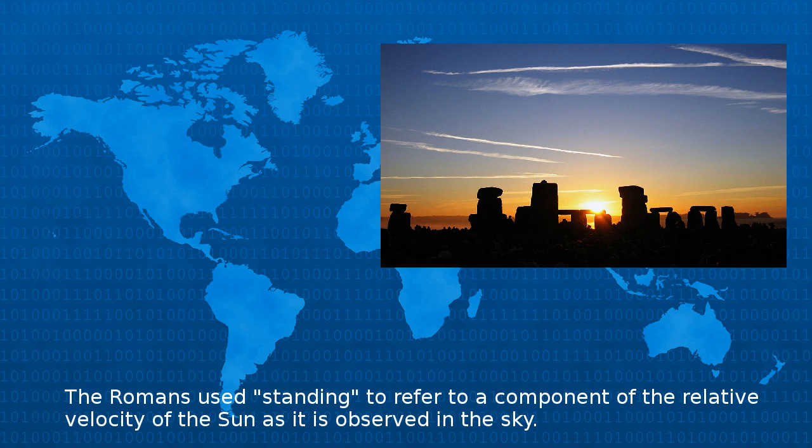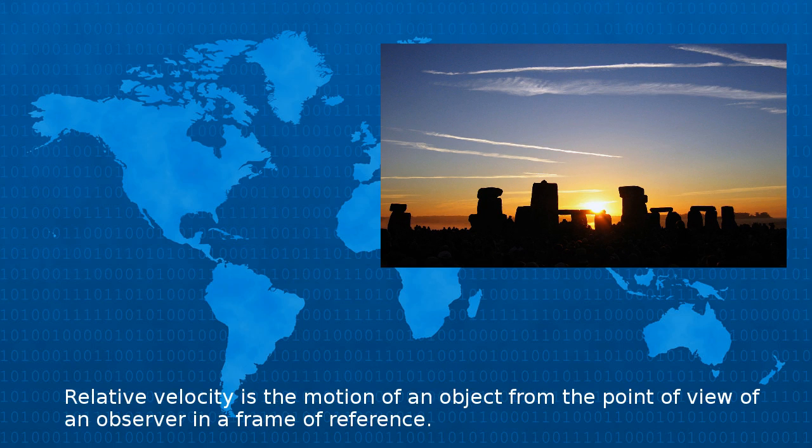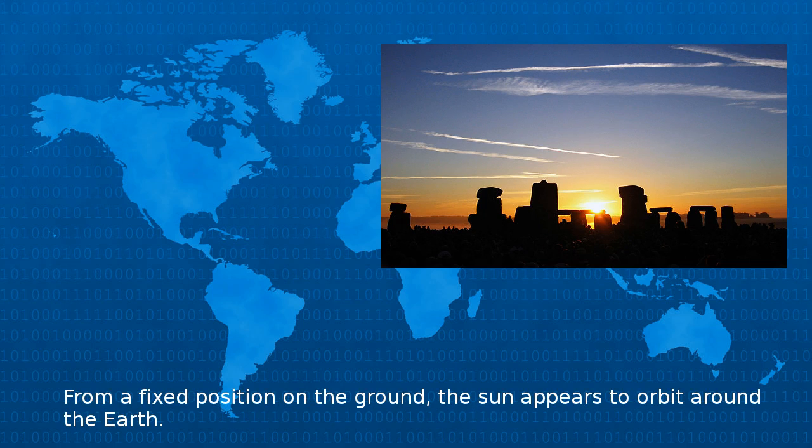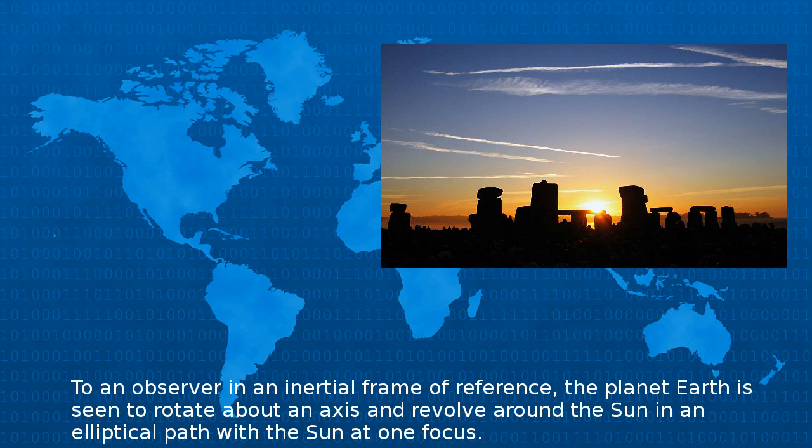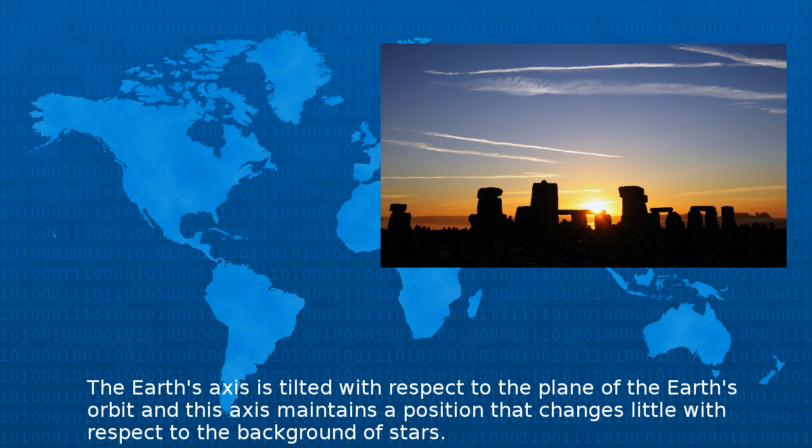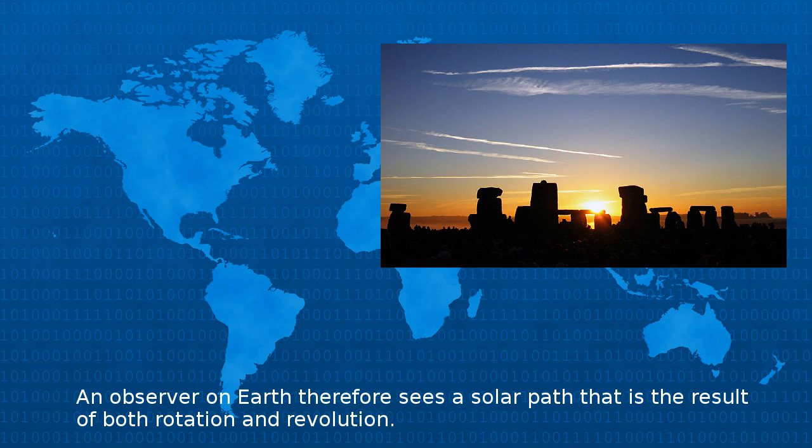The Romans used standing to refer to a component of the relative velocity of the sun as it is observed in the sky. Relative velocity is the motion of an object from the point of view of an observer in a frame of reference. From a fixed position on the ground, the sun appears to orbit around the Earth. To an observer in an inertial frame of reference, the planet Earth is seen to rotate about an axis and revolve around the sun in an elliptical path with the sun at one focus. The Earth's axis is tilted with respect to the plane of the Earth's orbit, and this axis maintains a position that changes little with respect to the background of stars. An observer on Earth therefore sees a solar path that is the result of both rotation and revolution.